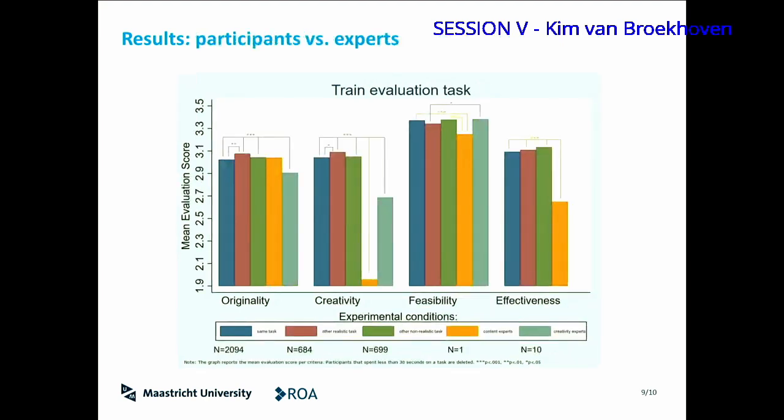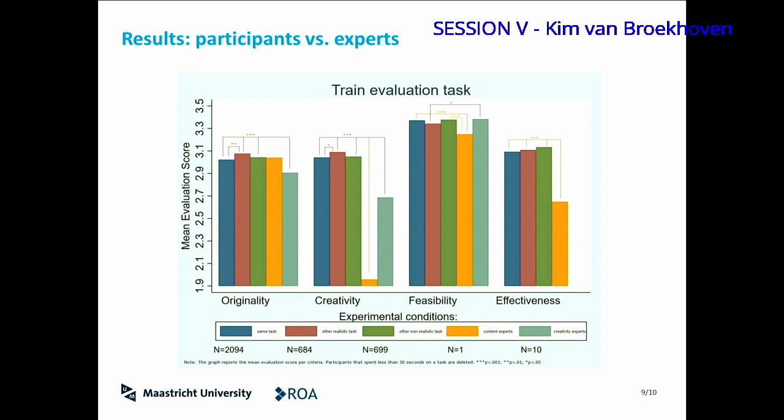So I already told you that I will also have expert ratings. The yellow bar is for the content experts. I will not discuss that one here, because it's just to show you that those are differences between the participants and experts. As you can also see, it's only one, because we are still working with the Dutch railway system to make sure that we have multiple experts to rate the ideas. But for now, I can focus on the creativity experts, because those were 10 creativity experts.